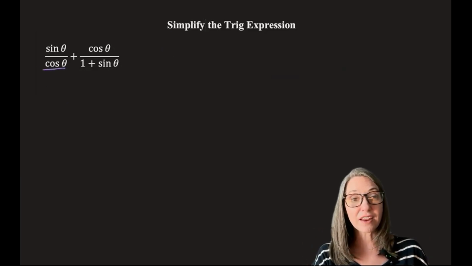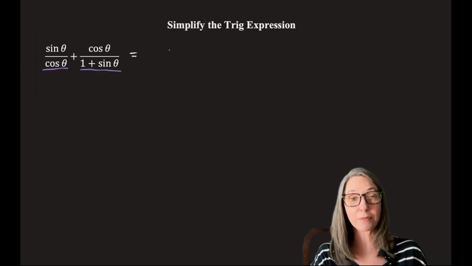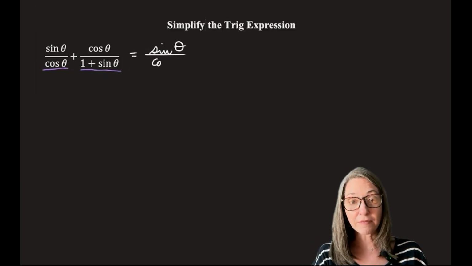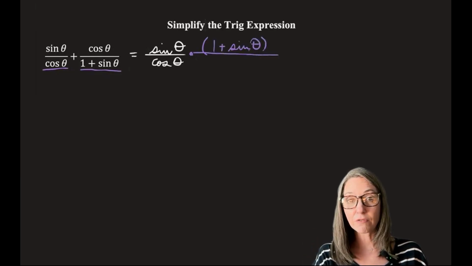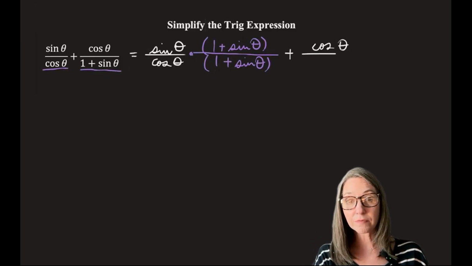Since cosine theta and 1 plus sine theta have no common factors, we're just going to multiply them together to get that common denominator. So we have sine theta over cosine theta. We're going to multiply that by the other denominator over itself, 1 plus sine theta over 1 plus sine theta. Then we're going to add on to that cosine of theta over 1 plus sine of theta.